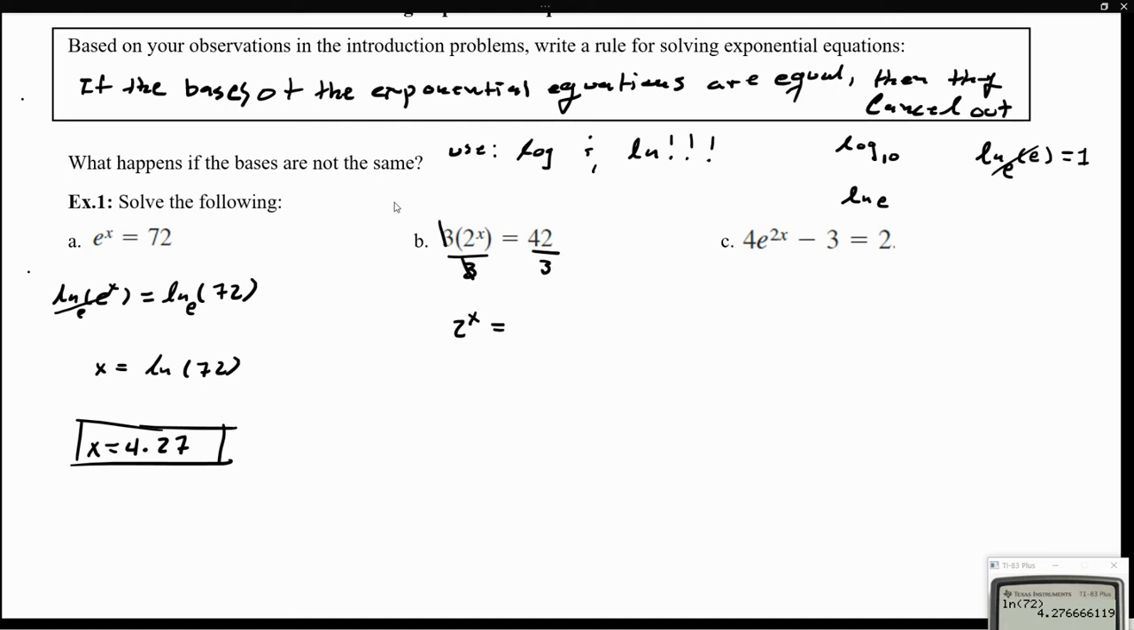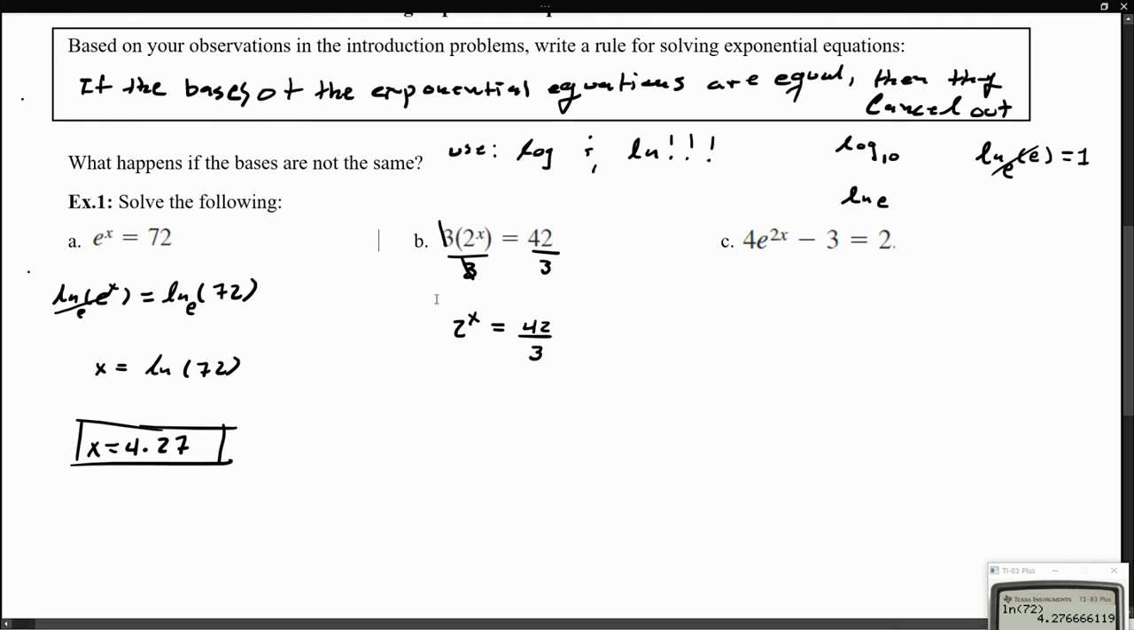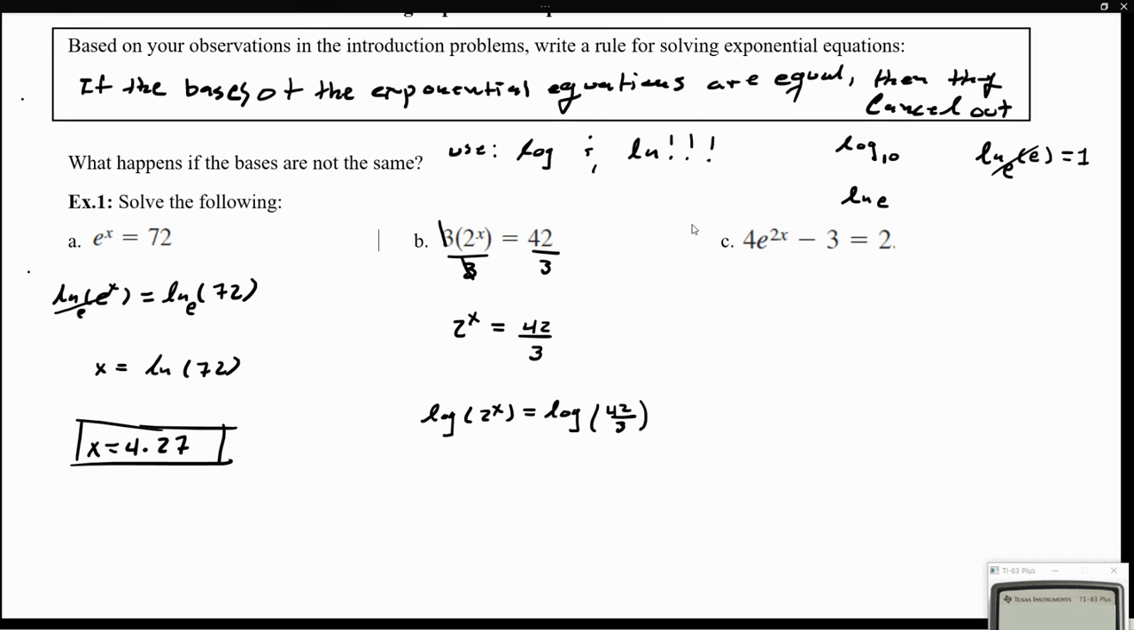So now we're going to have 2 to the x equals, so this is going to be a decimal, let me just keep it as a fraction, 42 over 3. But what's important here is that now we have the expression isolated. So now that we have the expression isolated, what we can do here is take either the ln or the log of both sides. But in this case, since the base is a number, I'm just going to take the log instead of the ln. So I'm going to take the log on the left. So the log of 2 to the x equals the log of 42 over 3.